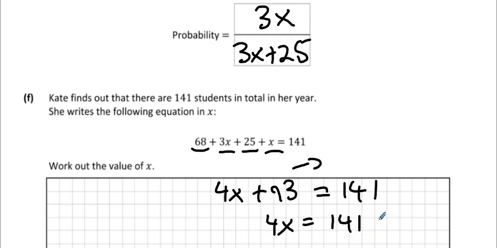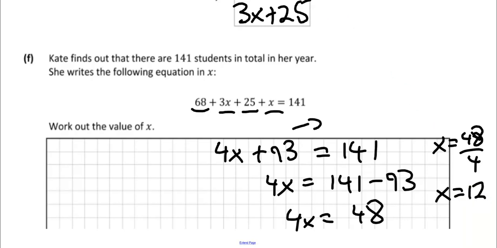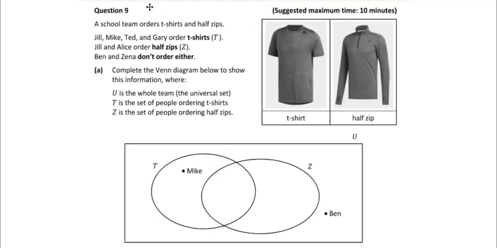Positive on its old team, negative on its new team. And then, what happens when we take them away? What do we get? And then, what do I do with that 4? X equals 12, or 12 equals X, yeah. We all good? Okay. Now, what we have is a t-shirt and a half zip, and you're choosing what you're ordering.